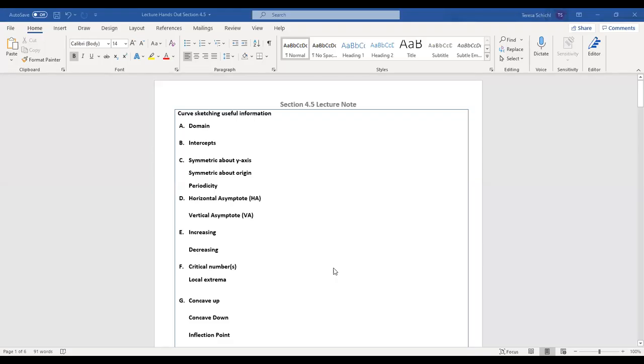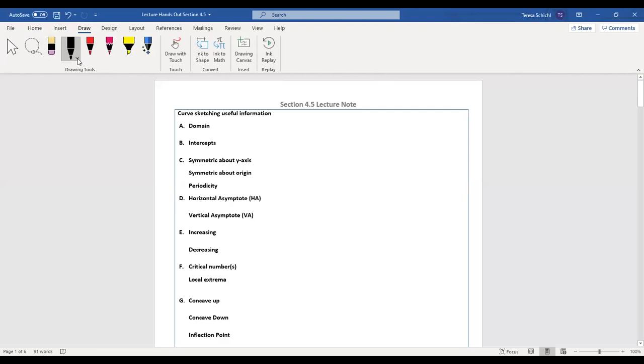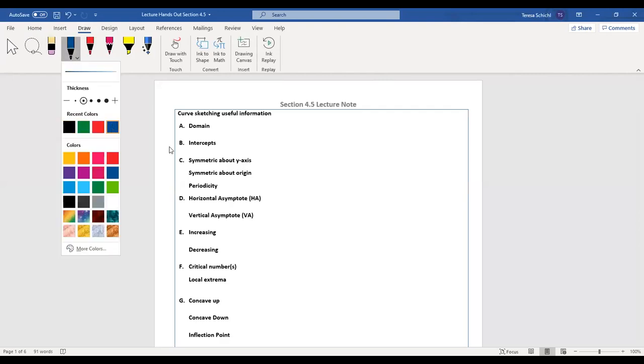I put a brief summary here of useful information for curve sketching. I put a few items here, and every time you sketch a curve, those can be your general guidelines. It doesn't mean that you need to have something for every item. Those are just the things you can consider, and then you'll be able to get a pretty good idea of what the graph looks like.